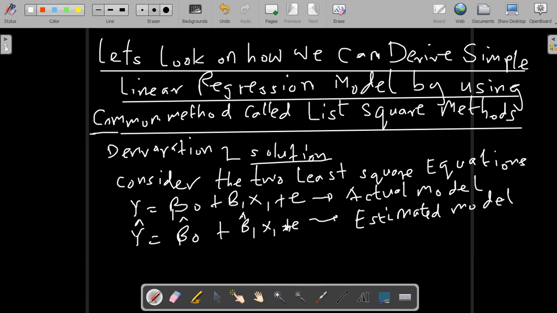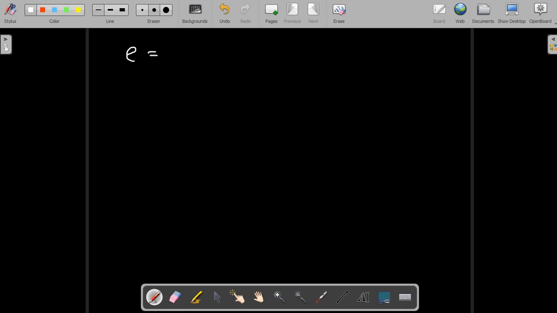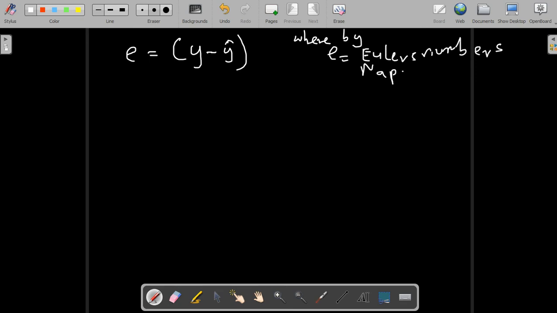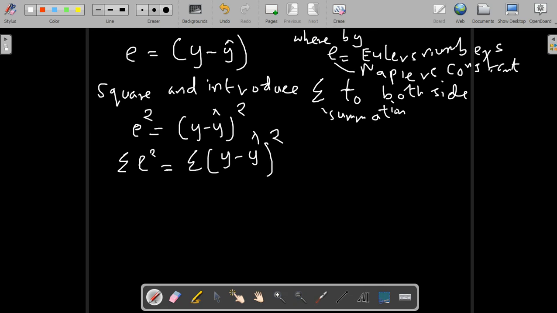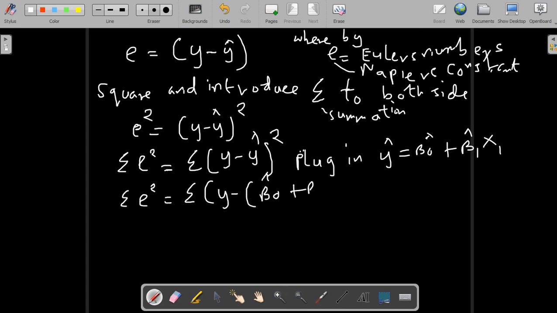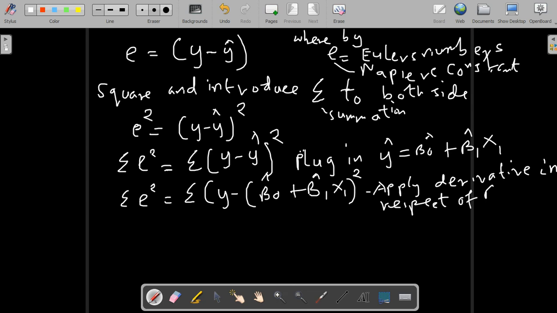Now suppose we have e = (y - y estimated), whereby e represents the residual. Now we introduce summation on both sides, so it becomes summation of e squared = summation of (y - y estimated) squared. Now we plug in our y estimated, which is equal to beta naught estimated + beta 1 estimated x1, in the equation. Then we take our right hand side equal to 0.